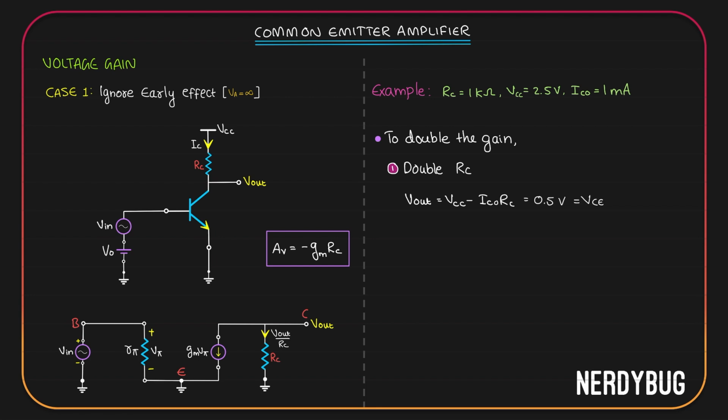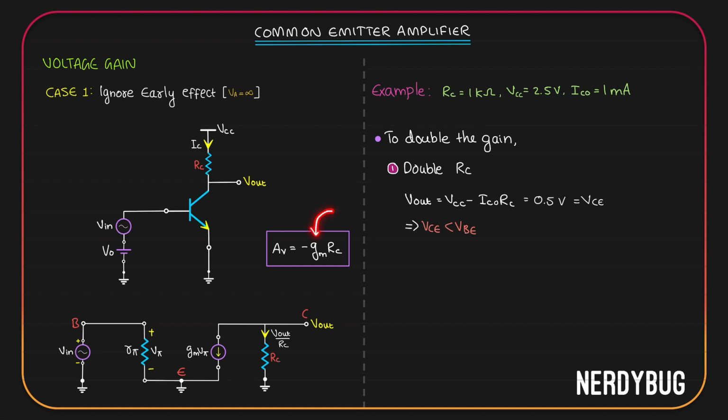If VCE is 0.5 volt, that means VCE is less than VBE, which should be 0.7 volt. A condition we had for a bipolar junction transistor to work as an amplifier is that VCE should be greater than VBE. Now, by doubling RC, our VCE has become lesser than VBE. That means our transistor has gone to saturation. Let's try the other one.